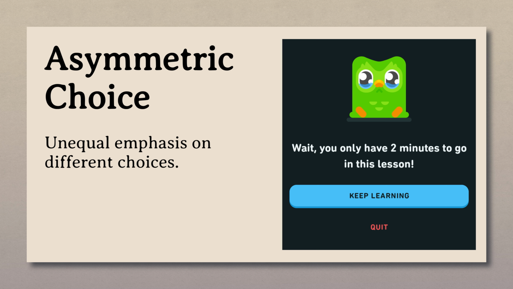The primary dark pattern that Duolingo is using here is asymmetric choice, where it gives you two choices that do not feel at all equal. You see how the keep learning button is so massive and high contrast, and the quit button is so tiny and low contrast? You might not even realize the quit button is something that you can interact with, but it's the only way to end the lesson early.